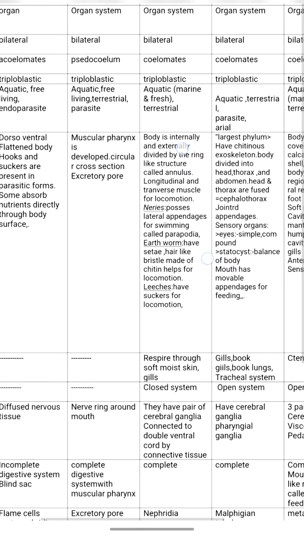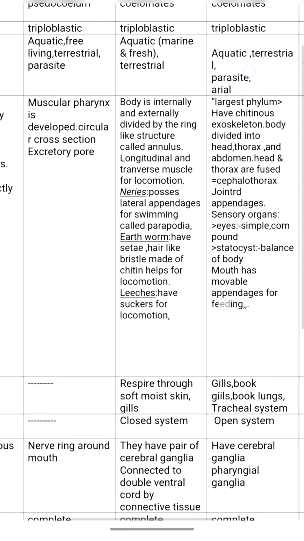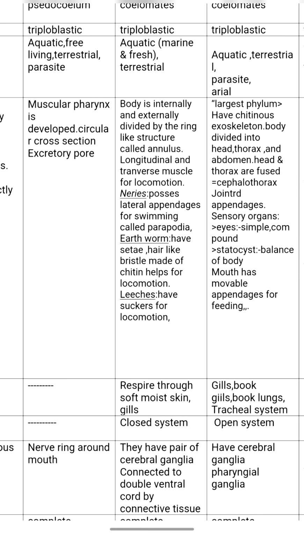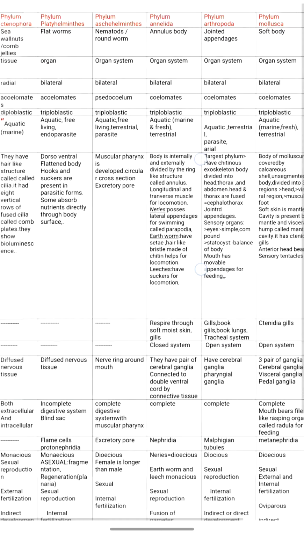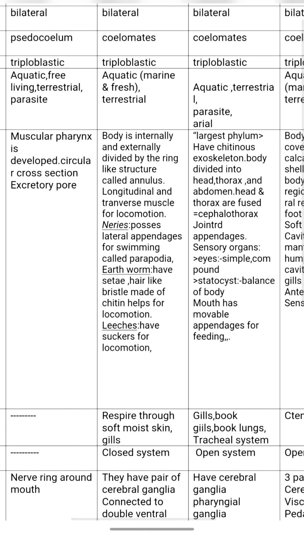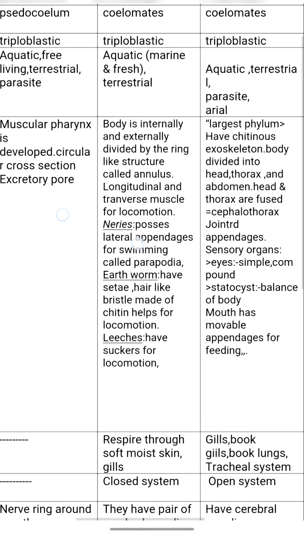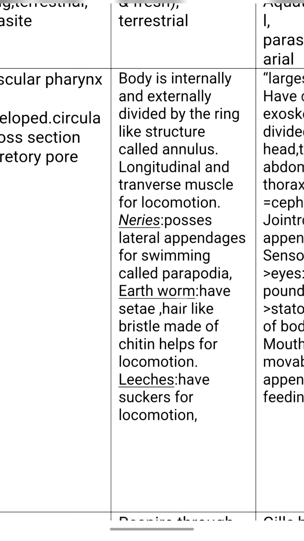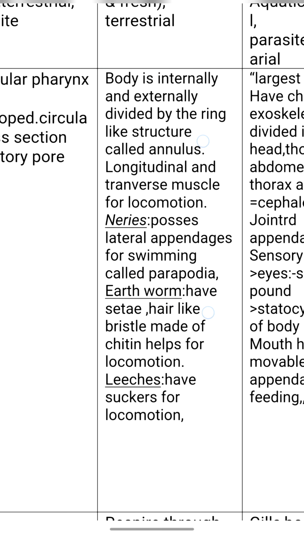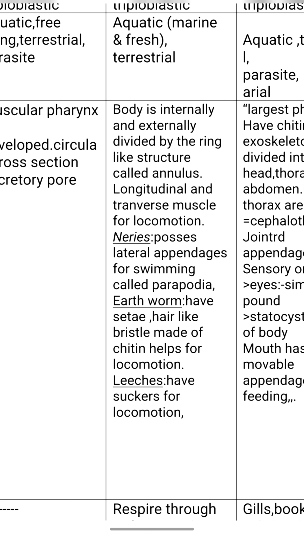Now what I am saying is very important. Once again, mark it. We have Nereis, earthworm, and leeches as the three main examples given in your NCERT for this annelida. In that, Nereis possesses lateral appendages for swimming, called parapodia. These lateral appendages help in swimming, which is nothing but locomotion.